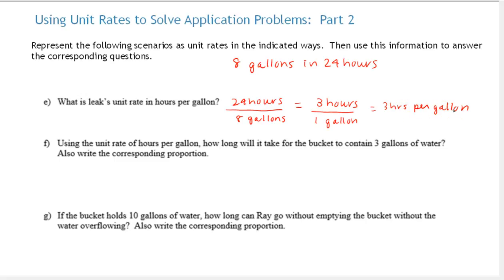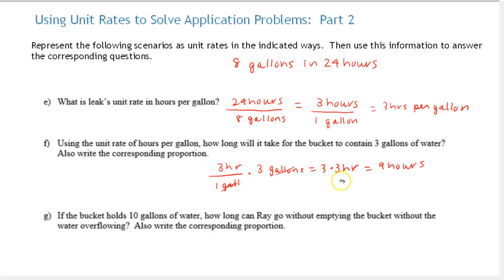Okay, so this is a different way of thinking about it. So now, using the unit rate of hours per gallon, how long will it take for the bucket to contain 3 gallons of water? Okay. Well, we're going to start with our 3 hours per 1 gallon. We want to multiply by 3 gallons, because it will take 3 times as long for 3 gallons than 1 gallon. Okay. I'm noticing my gallons are canceling. That's good news. And this is just 3 times 3 with a unit left of hours. So that is 9 hours. Okay. So that makes sense. If it takes 3 hours for 1 gallon to leak, it'll take 3 times as much, or 9 hours for 3 gallons to leak.